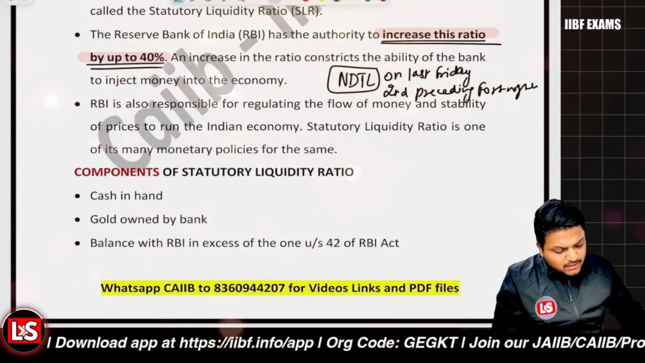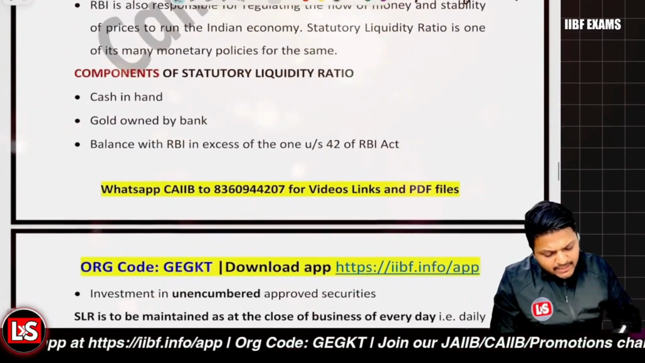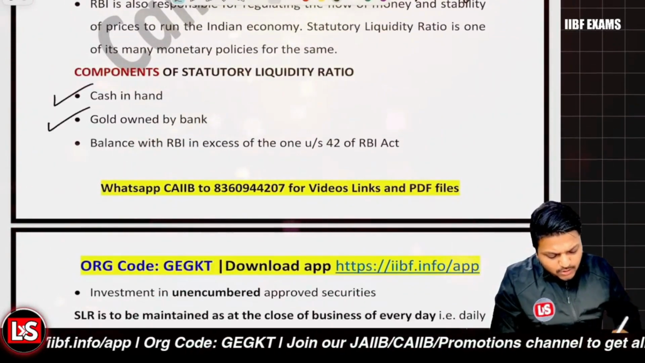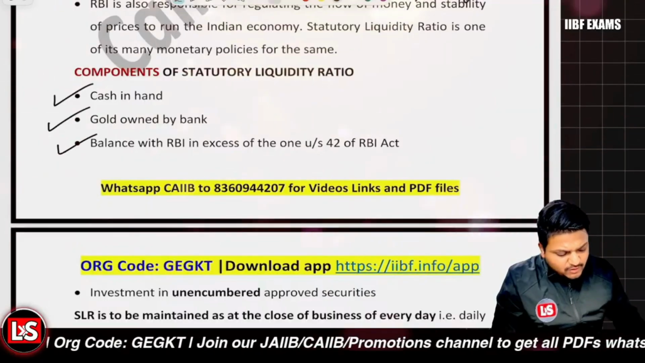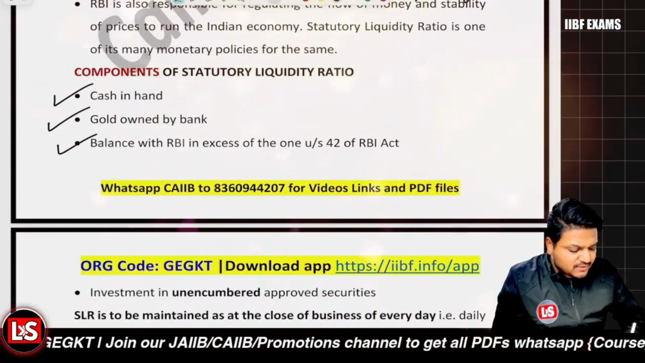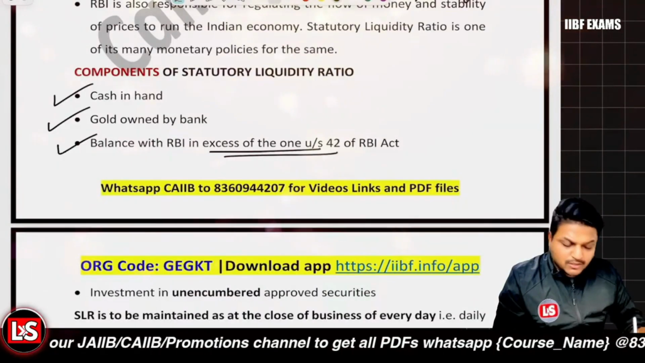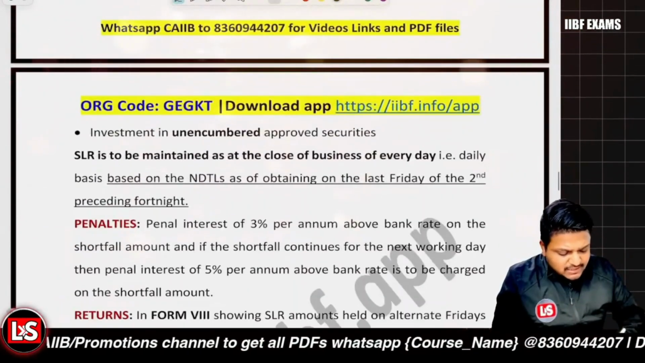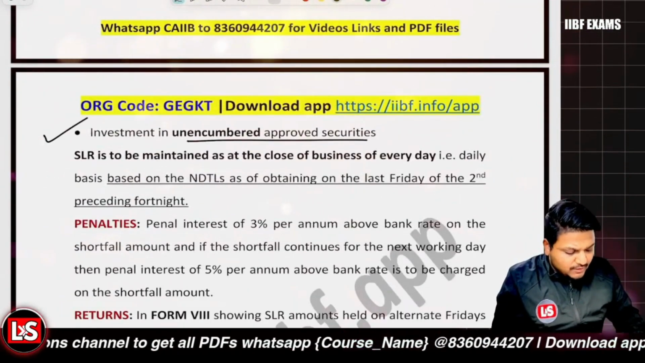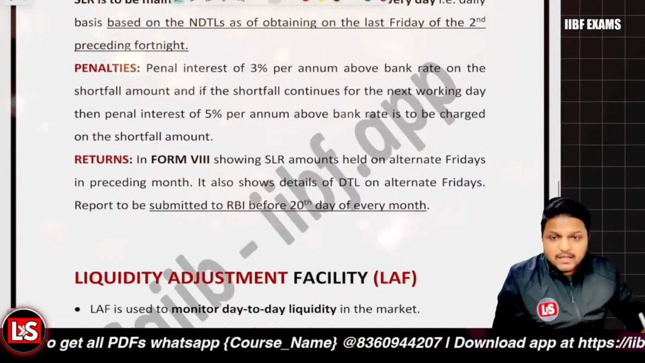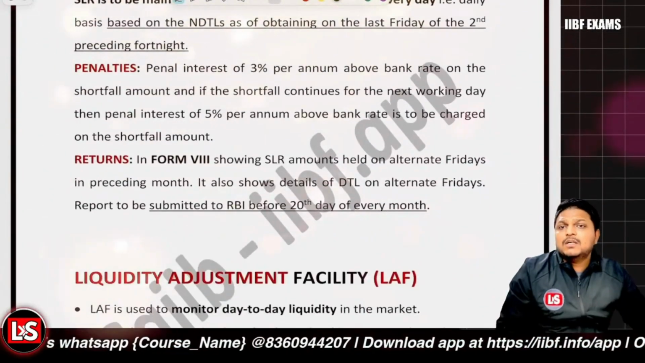So what would be the different components? The components are cash in hand, gold owned by the bank, or balance with the Reserve Bank of India. If you have an excess of the CRR, that will count toward the SLR. And also you can invest in unencumbered approved securities, right? Clear with it?